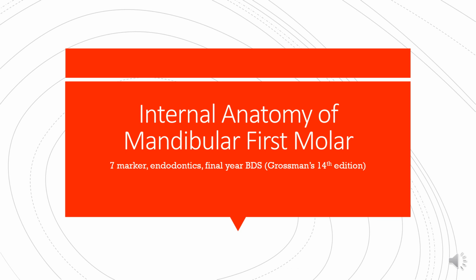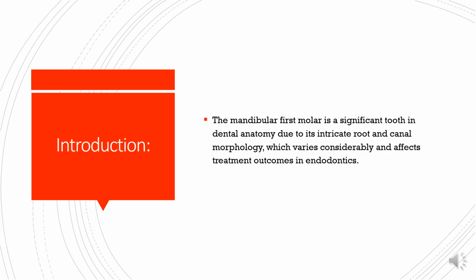Internal anatomy of mandibular first molar is one of the 7 markers from the subject of endodontics for your final year exams. This answer is prepared from Grossman's 14th edition. The mandibular first molar is a significant tooth in dental anatomy due to its intricate root and canal morphology, which varies considerably and affects treatment outcomes in endodontics.